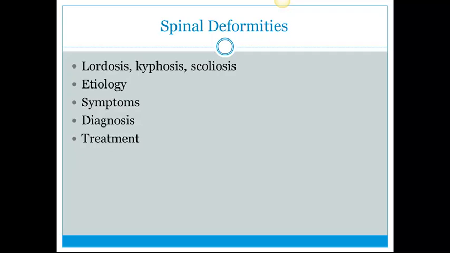In the treatment, we eliminate the causative factors. If there's poor posture, we work on strengthening the musculoskeletal system. And sometimes we will use bracing, and spinal surgery might be necessary in severe cases.